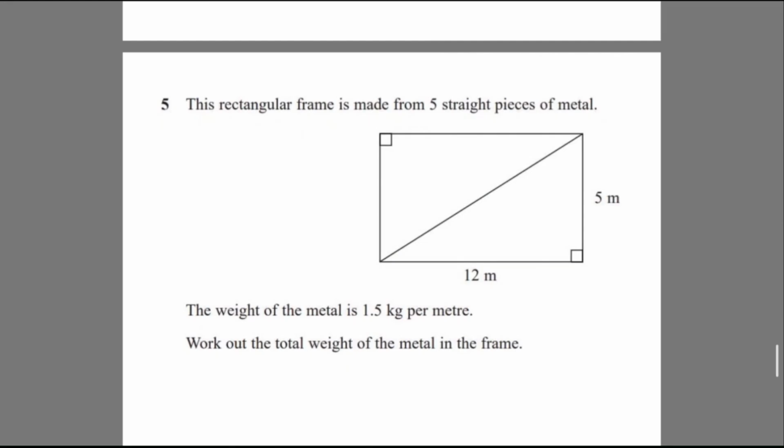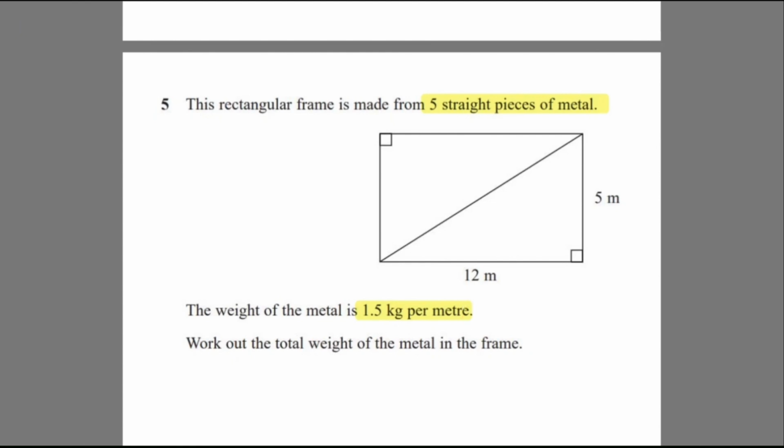Right, question 5. This rectangular frame is made from 5 straight pieces of metal. So, 5 straight pieces of metal. The weight of the metal is 1.5 kg per meter. Work out the total length of the metal frame.